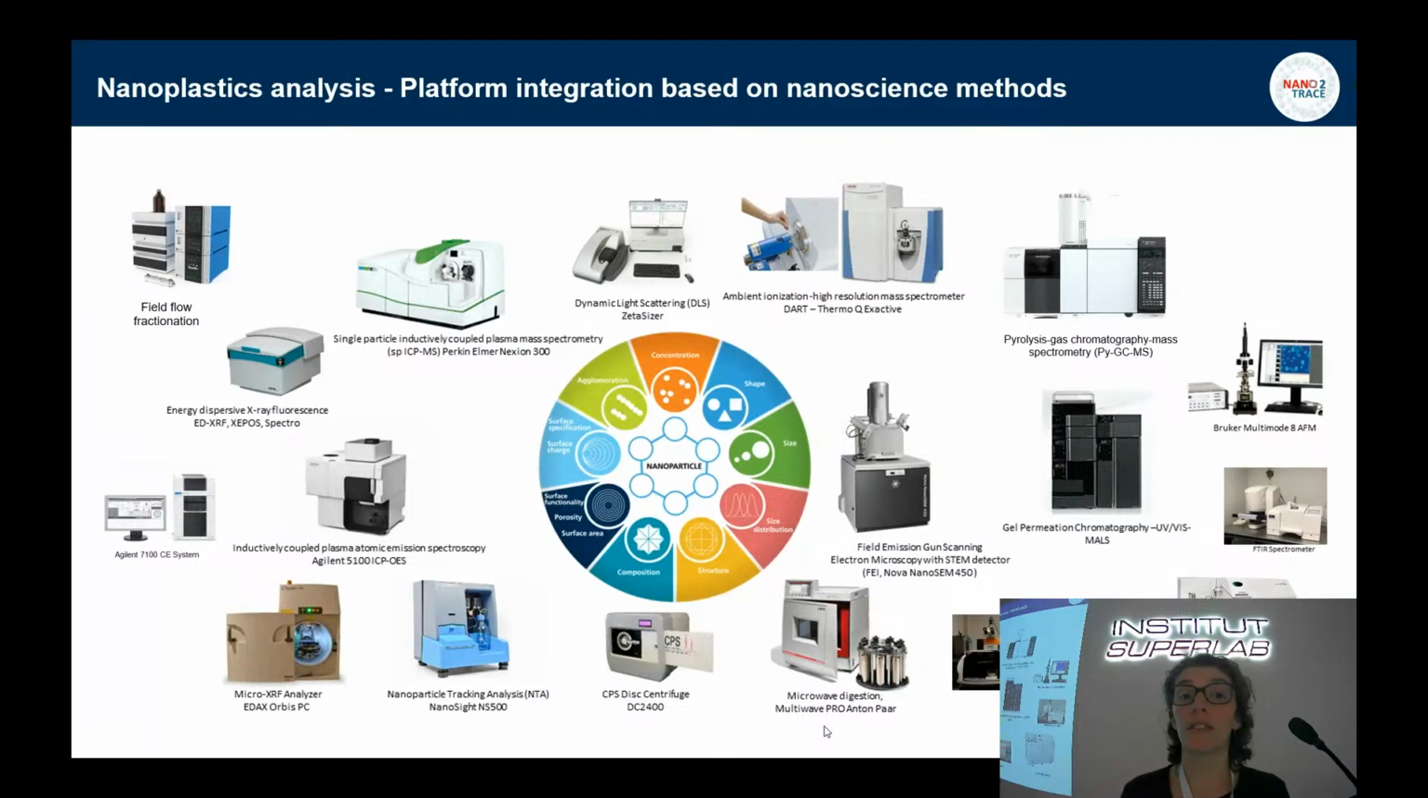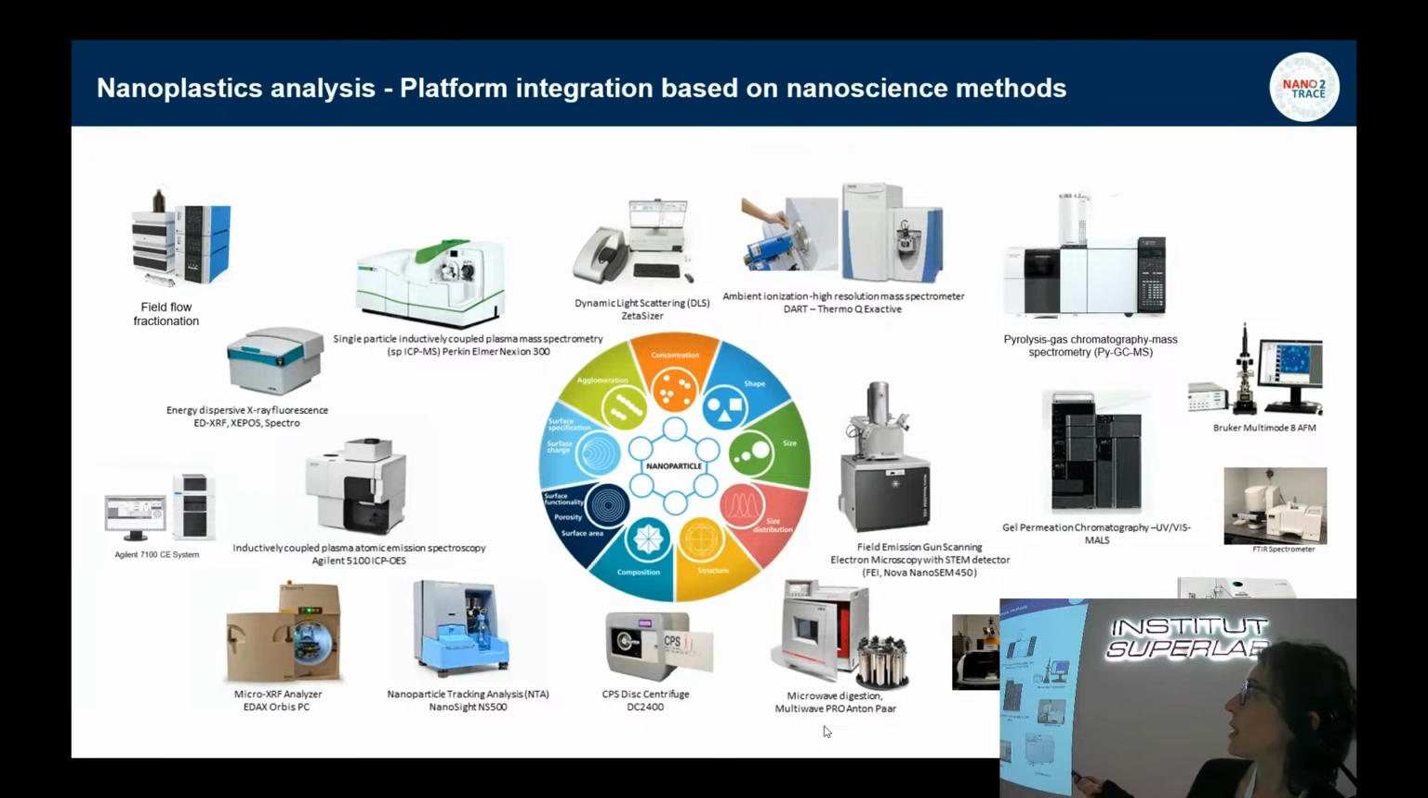How we started with the nanoplastics analysis. Basically, we started with the integration of all the equipment that we have in-house, which is mostly based on nanoscience methods. In order to characterize nanoparticles, previously metallic nanoparticles, the story is the same. You have to characterize them in terms of shape, size, distribution, structure, composition, concentration, which agglomeration state they are in, and so on.